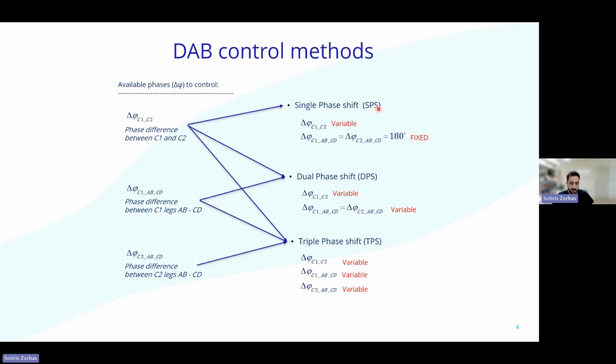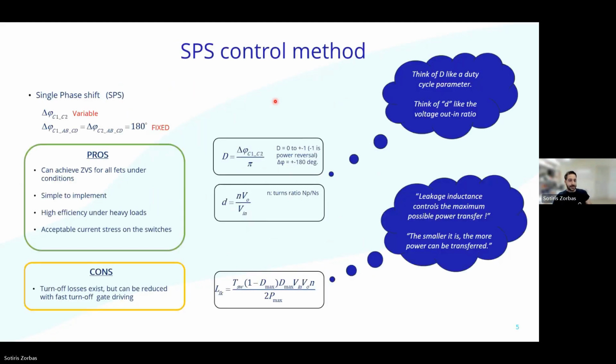Now, in the single phase shift, we control the C1, C2 phase difference, and we keep the internal phases, let's call them like this, it's easier, to 180 degrees fixed. In the dual phase shift, we can vary that internal phase shift to a different number than 180, but it has to be the same between the two bridges. So we have 2 degrees of freedom here. And in the third case, as you understand, we can play with all the variables. Now, the SPS is the control method that we're going to see today.